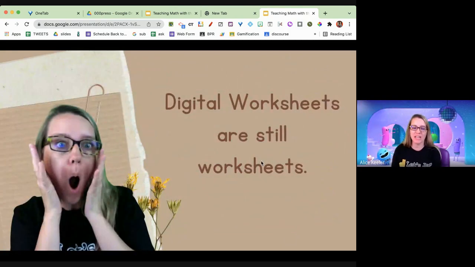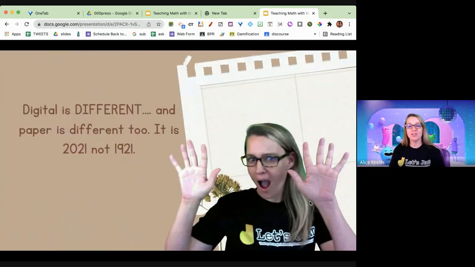And a digital worksheet is still a worksheet. So when we talk about the 4 C's, we're not talking about digital or computers or Jamboard or Desmos or anything else. Many of the digital math things you see also have 0 C's and 0 mathematical practices. Now, digital is different, but paper is different also. It is not 1921. We should do things differently with paper or digital, but just ask a different question.